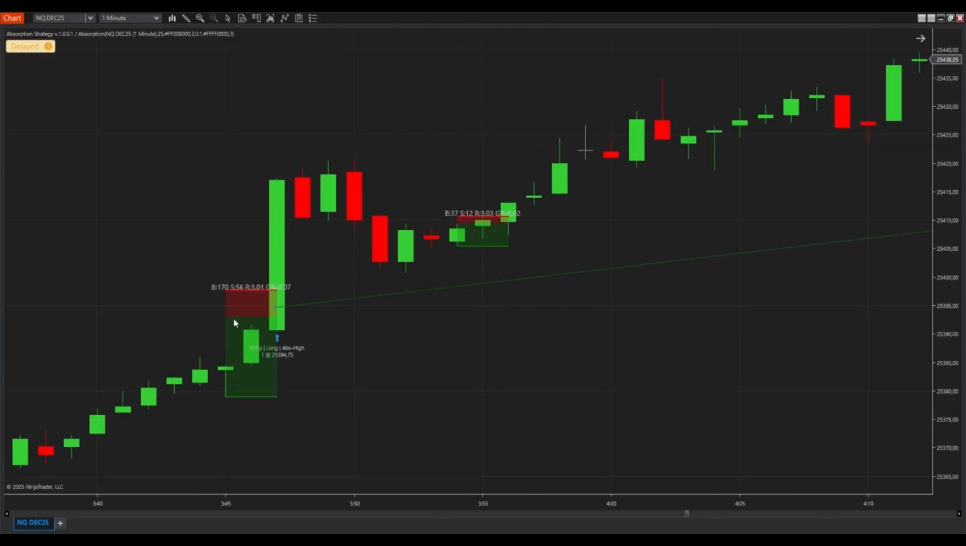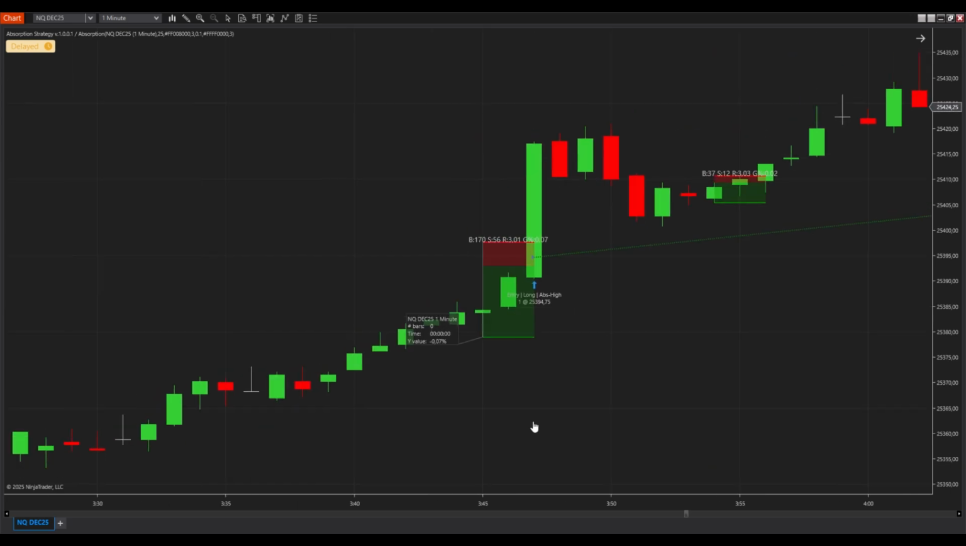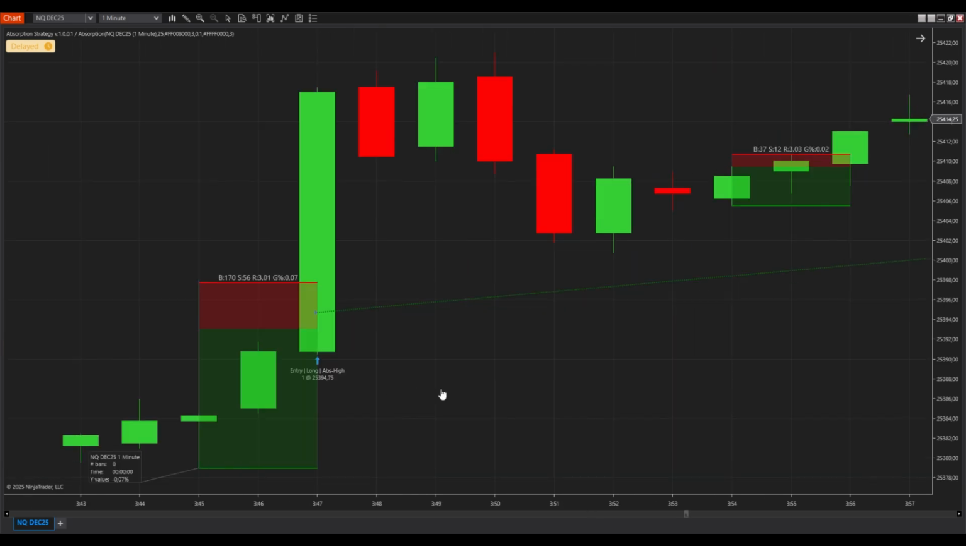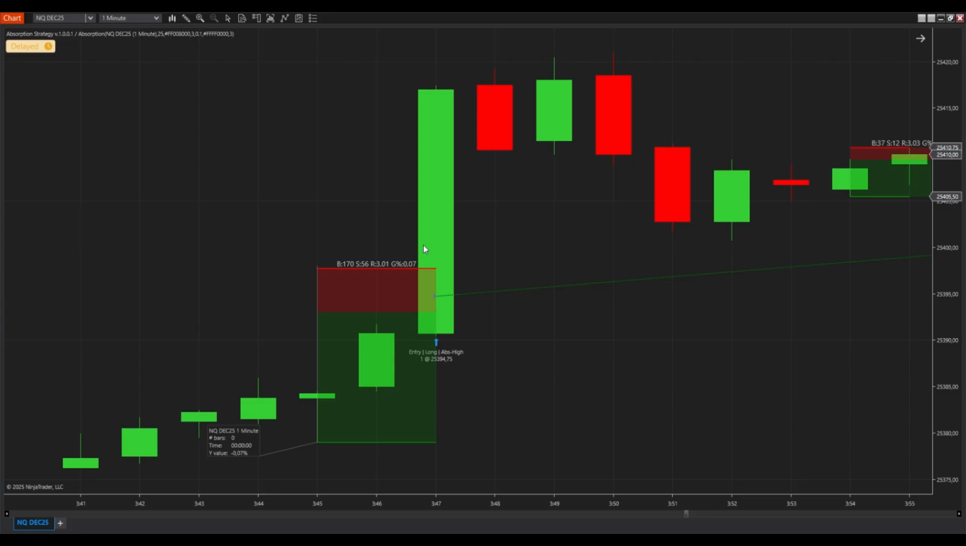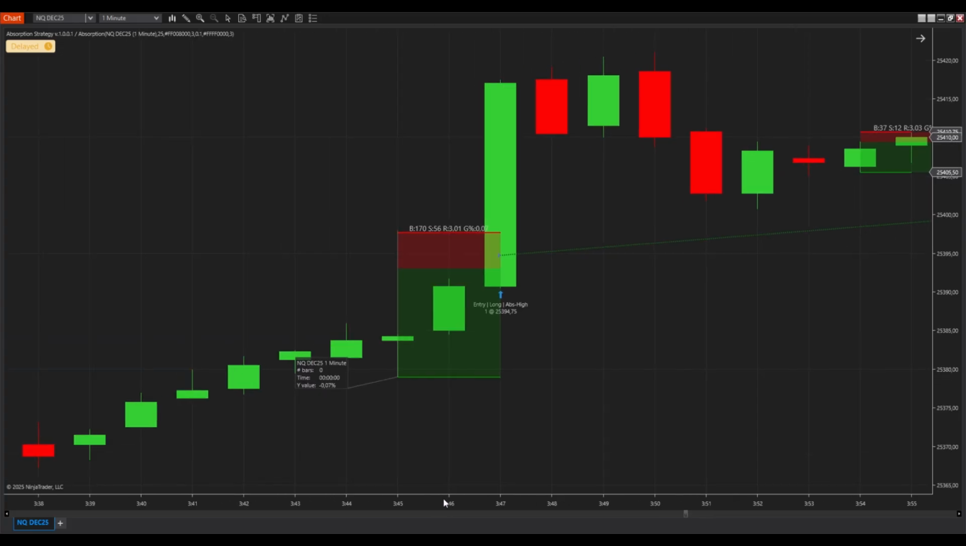The size of each color reflects the volume imbalance. You'll also see green and red lines marking the highest and lowest levels of the absorption range, plus text showing buy volume, sell volume, ratio, and range percent metrics. Entry signals. The strategy enters long when it detects buy-side absorption, green rectangles, and enters short when it detects sell-side absorption, red rectangles. Entries occur only during allowed trading times and days, and only if daily profit and loss limits haven't been reached.